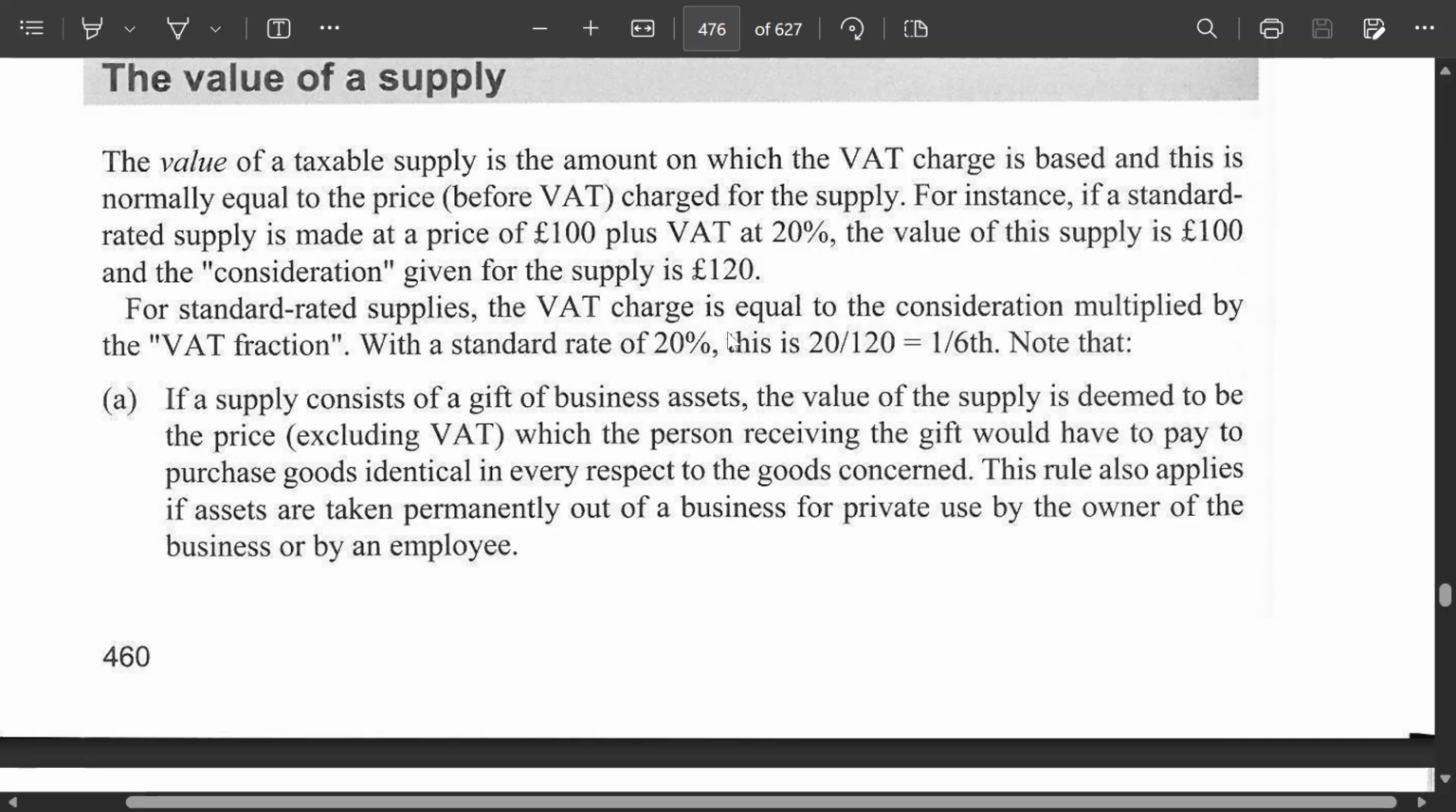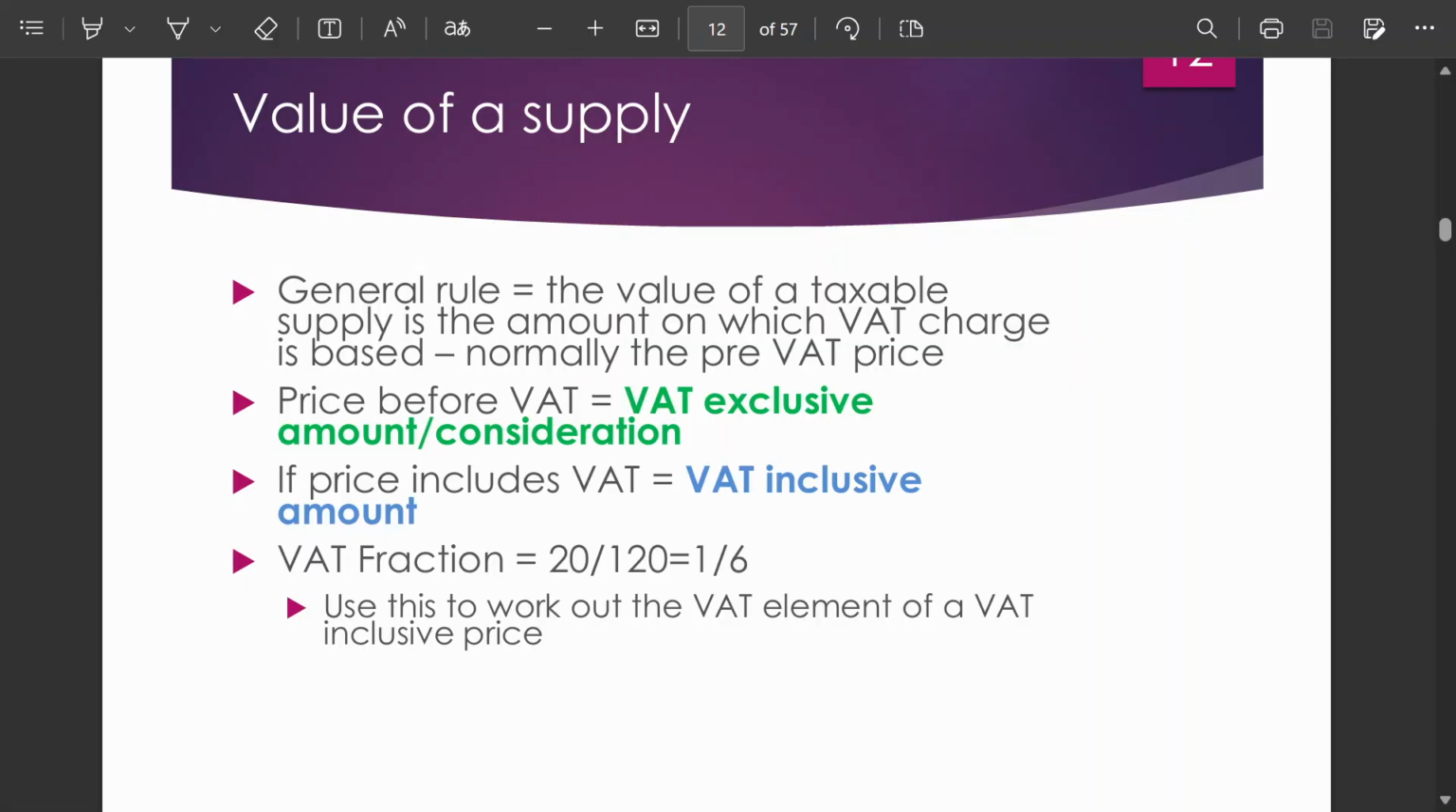So if you have something where the value of the supply is 100 pounds, and you apply 20% VAT, that becomes 120 pounds, which is the consideration or the VAT inclusive price. So the VAT fraction is the number by which you multiply the VAT inclusive price in order to arrive at the VAT amount. Okay, so what is the VAT fraction? The VAT fraction is 20 by 120, which is 1 by 6.